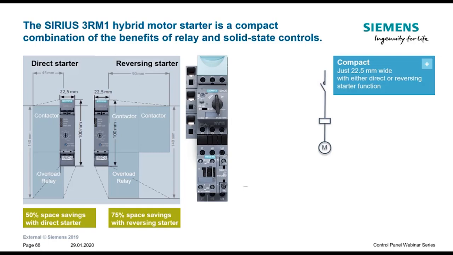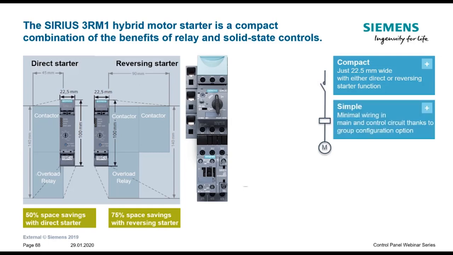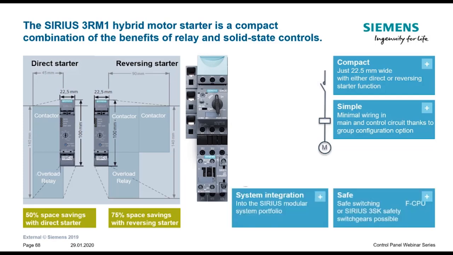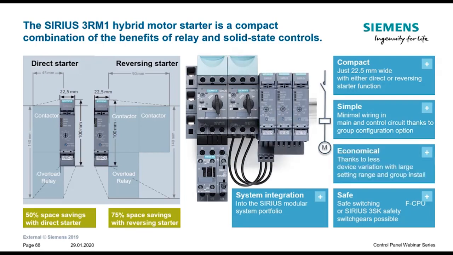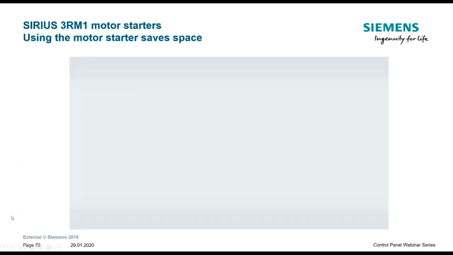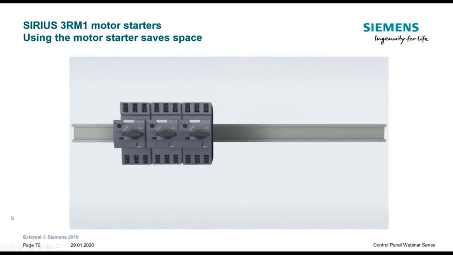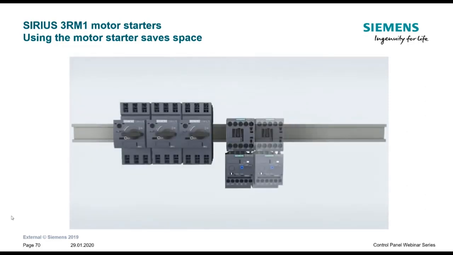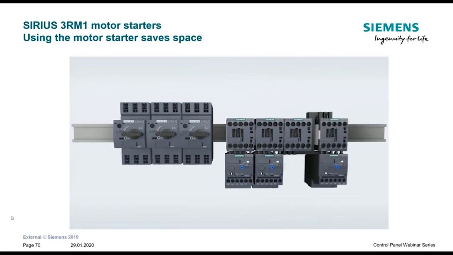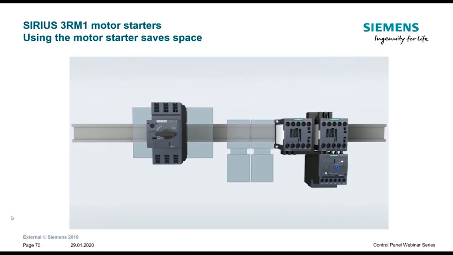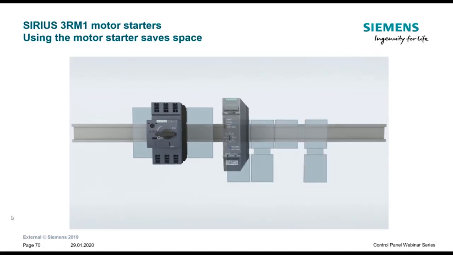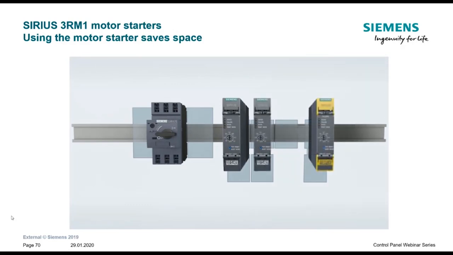As a direct starter or a reversing starter, you can save up to 75% in the control cabinet with five key factors that I want to mention at the start. It's compact, simple, economic design, safe system integration, and of course, the product enables optimized configuration within your control panel. It's really compact. It is basically 22.5 millimeters wide with minimal wiring in main and control circuits thanks to the group configuration option. It's safe. It can be integrated into a serious modular system, and it's really economical.